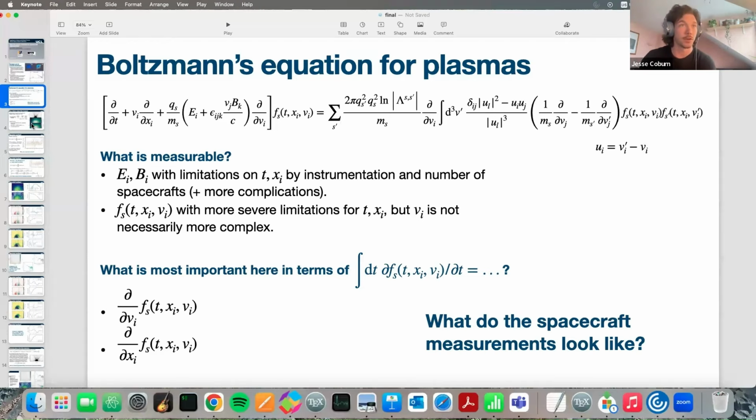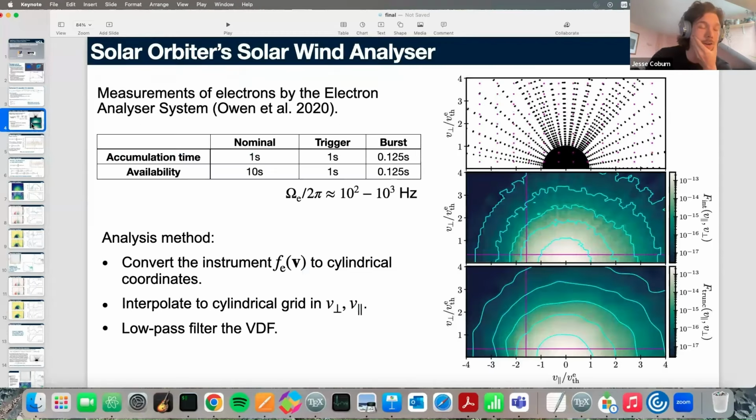So let's take a look at what spacecraft measurements of the VDF and of these gradients look like. So this particular set of slides, I'm going to be showing measurements by the electron analyzer system, which is part of the solar wind analyzer on Solar Orbiter. So this is solar wind measurements. You can find all the instrument details in Owen et al. 2020. What I've done here is I've just put the accumulation time and the availability of these VDFs, right? So there's a nominal trigger that just changes the availability, and then there's burst mode, right? So this is very fast for solar wind.